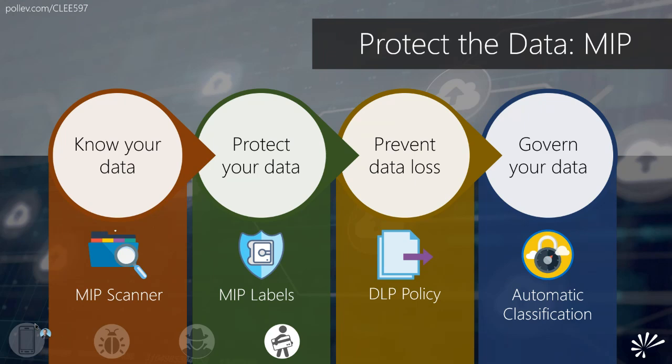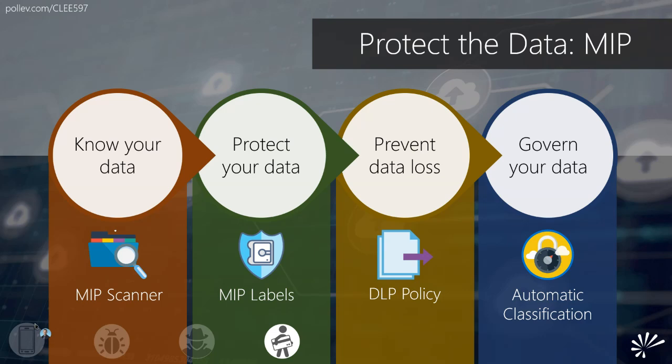So the first step is we can't protect what we don't know that we have. So we have to use something to discover our data. What do we have in our environment? And fortunately, AIP and MIP provides a tool called the scanner, MIP scanner or AIP scanner. And this is something that we can install on premise, but it can look at all of our on-premise file repositories, our shared folder locations, our on-premise SharePoint sites, and evaluate that data to identify if there's any sensitive information types. So social security numbers, credit card numbers, bank account numbers, things like that.